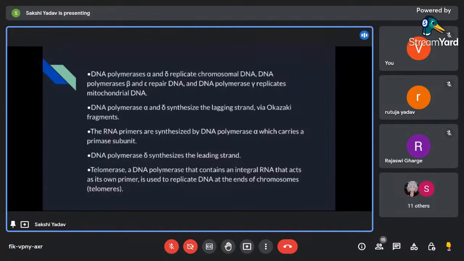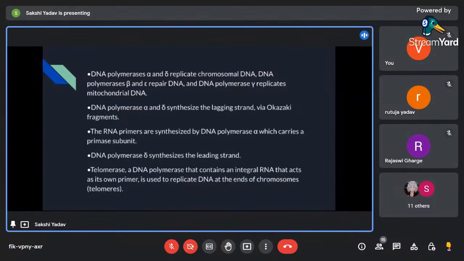DNA polymerase alpha and DNA polymerase delta replicate chromosomal DNA. DNA polymerase beta and epsilon repair DNA, and DNA polymerase gamma replicates mitochondrial DNA. DNA polymerase alpha and delta synthesize the lagging strand via Okazaki fragments. The RNA primers are synthesized by DNA polymerase alpha, which carries a primase subunit. DNA polymerase delta synthesizes the leading strand.